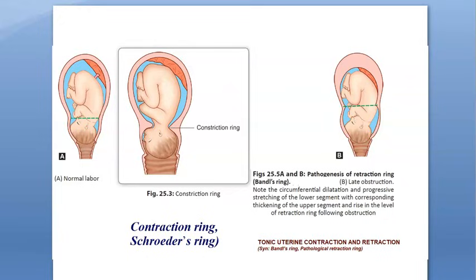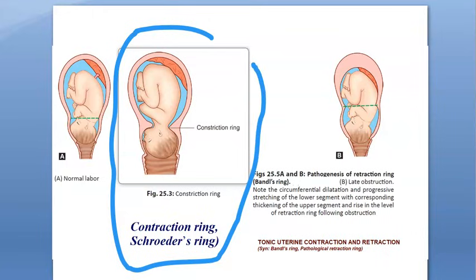Hello people, in this video let us look at these rings. You have a few rings here that you should understand. This one is the constriction ring or the contraction ring or the Schroeder's ring.